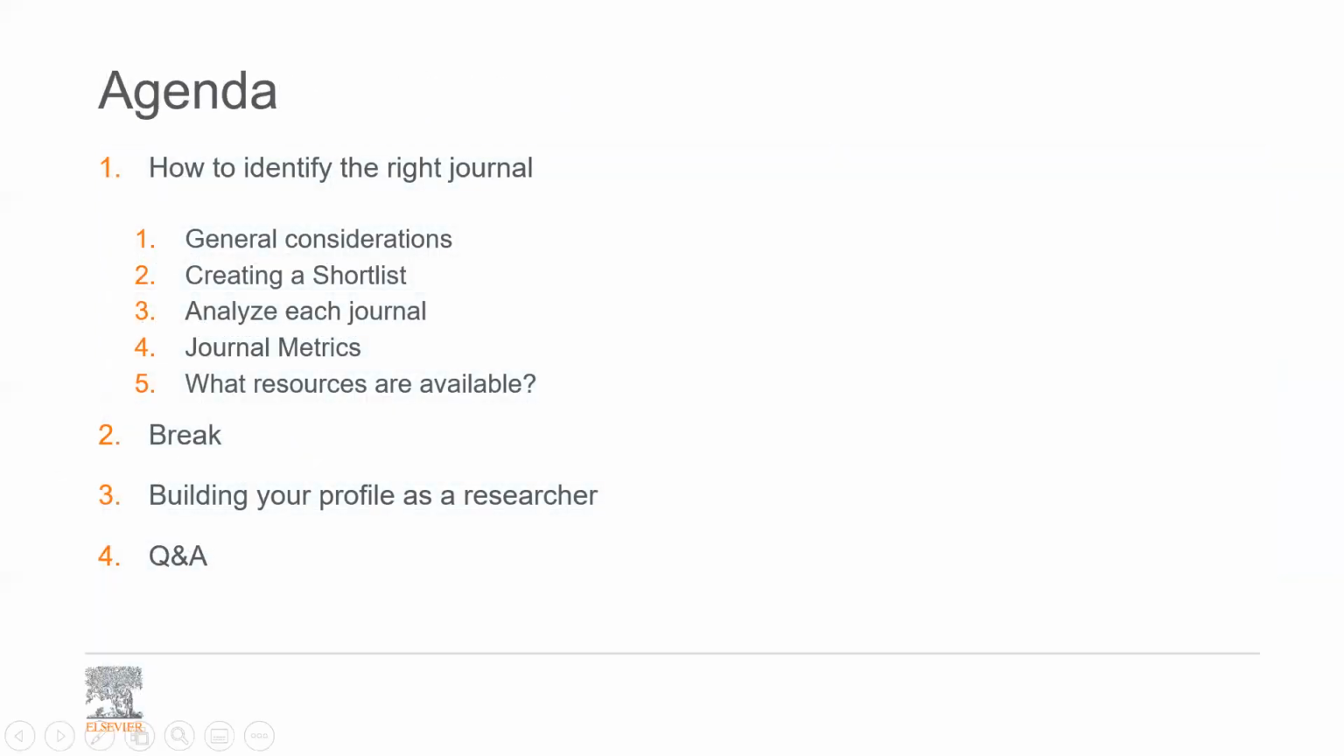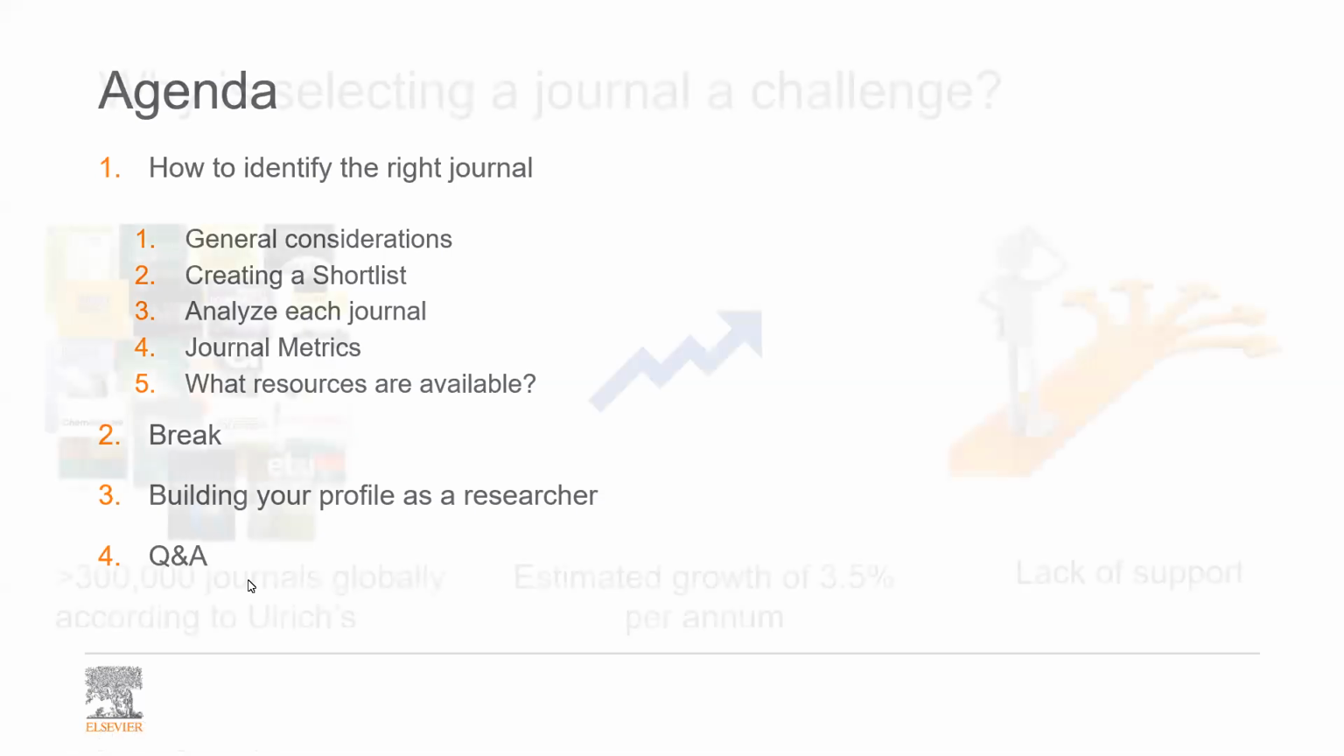So what we're going to do today is first cover some general considerations. The process of how to identify the right journal is to first consider the general considerations, then create a shortlist, analyze each of those journals in the shortlist, look at the journal metrics and what they tell us, and then also what resources are available. We will not be doing the profile. We'll do that in another session.